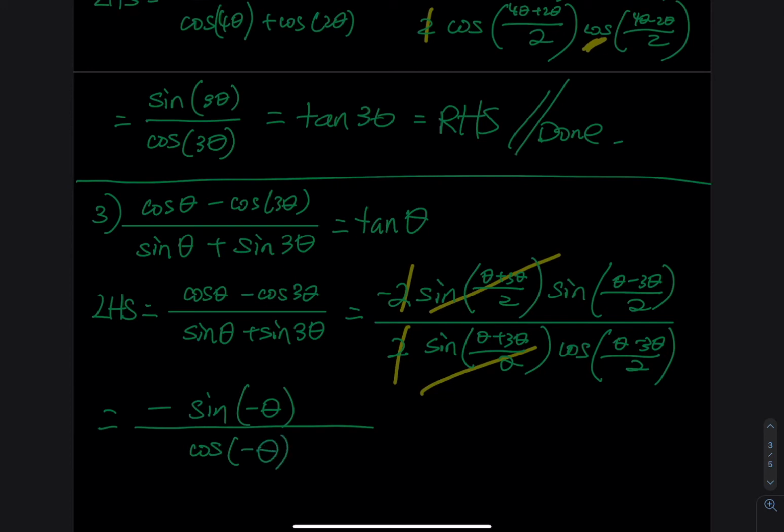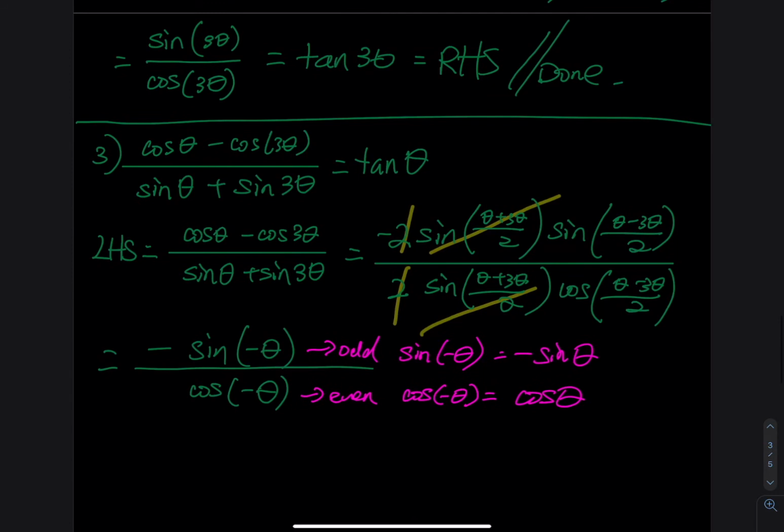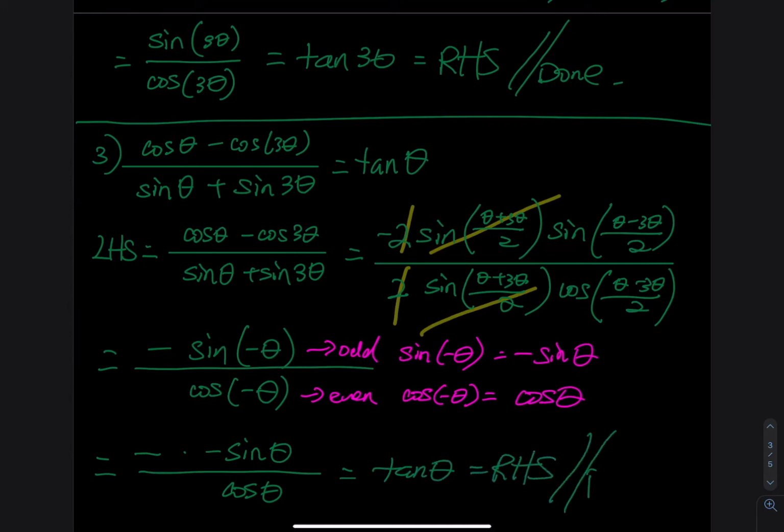So which one is odd, which one is even? Sine is odd, right? So that means sine of negative theta is equal to negative sine of theta. And then cosine is even, so that means cosine of negative theta is equal to just cosine theta. So overall, you have this negative times negative sine theta divided by cosine of theta, then you have tangent theta that is equal to the right-hand side, and then the job is done.